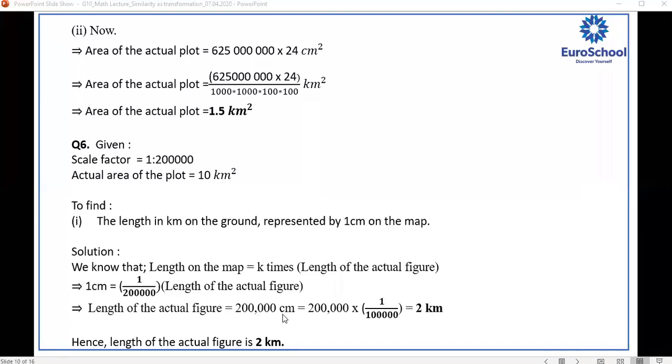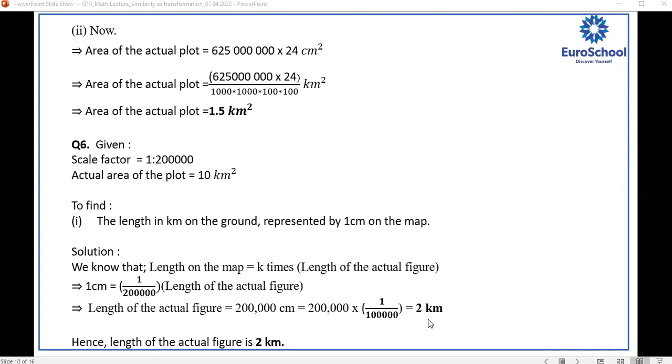1 centimeter is equal to 1 upon 100 meters. And it becomes 2 is for hundreds meters and 3 is for kilometers. Any doubt in conversions or in the first part? No, ma'am. Understood? Yes, ma'am. Okay, so the length of the actual figure is 2 kilometers.